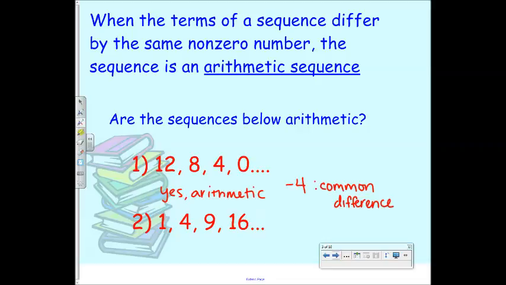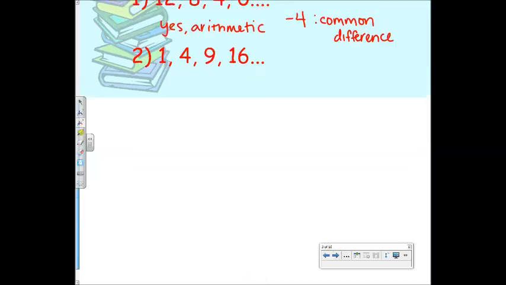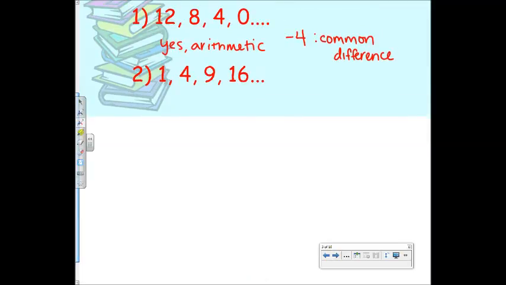Now, is number 2 an arithmetic sequence? I'm going to raise it up just a little bit. All right, so number 2 goes 1, 4, 9, 16. Is that an arithmetic sequence? No. Why not? How do you get from 1 to 4? Plus 3. How do you get from 4 to 9? How do you get from 9 to 16? Plus 7. So this is not an arithmetic sequence because is it the same number that it's differing by? No. So this would be not. Yeah, there is no common difference.